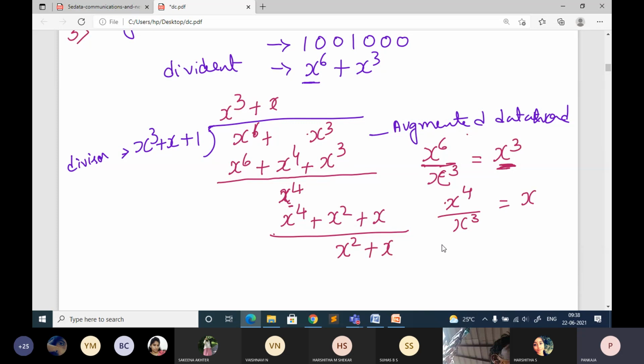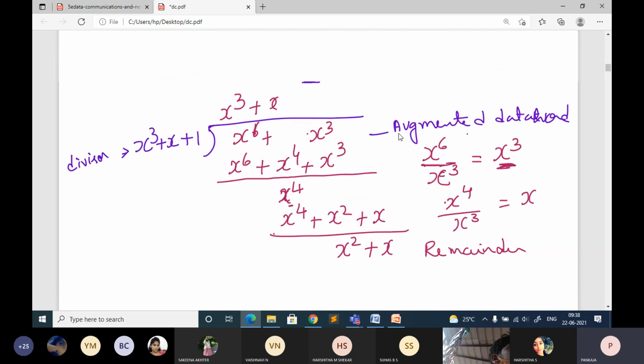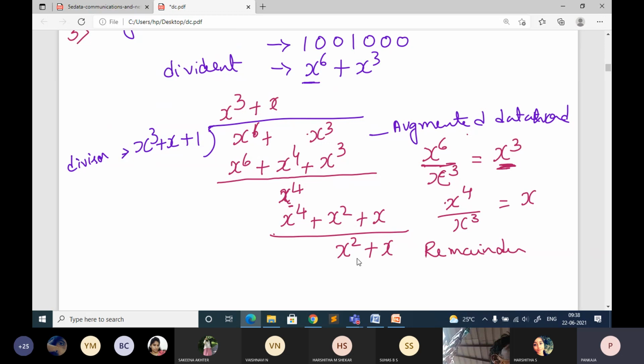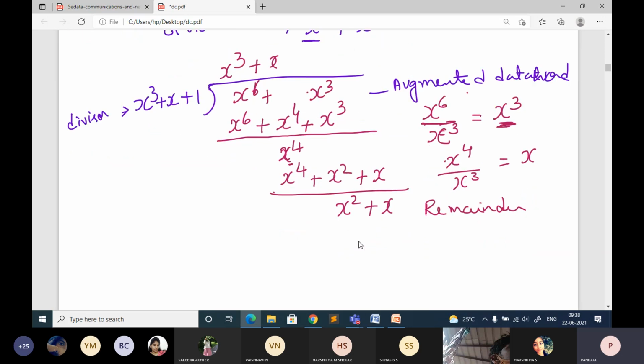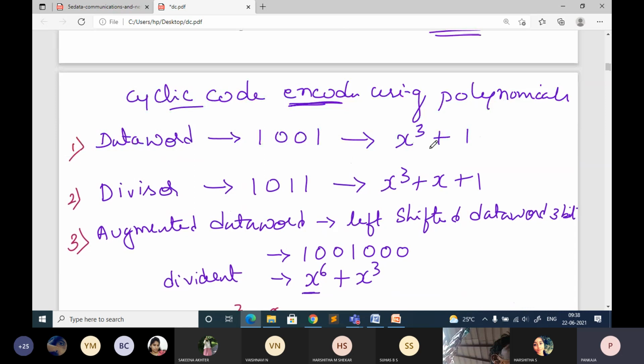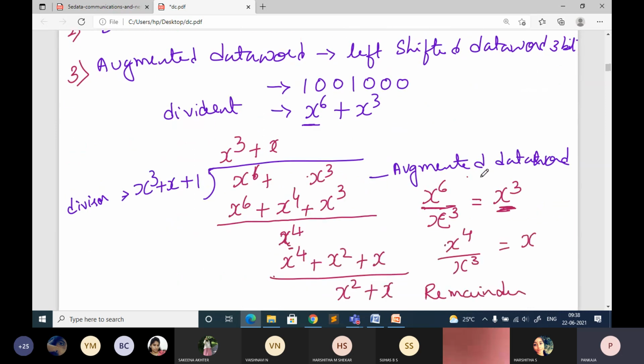Is it that I need to continue? No, ma'am. Okay, so that is very, very important: when you need to stop the division. Here the degree of the remainder is less than the degree of the divisor, so you can stop the division process here. Now these are the extra bits you need to append to the data word. The data word is x cube plus 1.